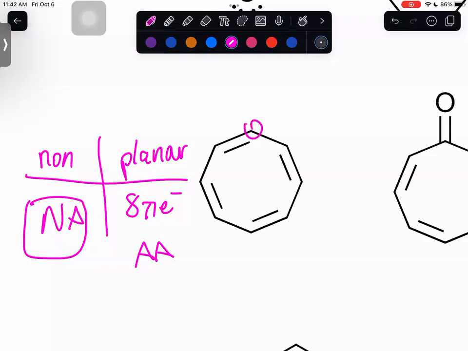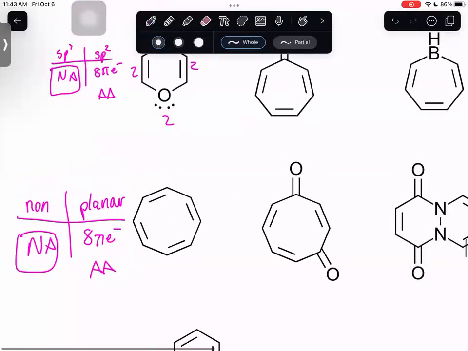Okay, let's say that I put a little oxygen in there that's double bonded. We would still have 8 pi electrons, so in that case, it would only be anti-aromatic. No, add the oxygen and remove the double bond. Then it's not fully conjugated. So non-aromatic. Right, makes it 23. And it follows anti-aromatic.